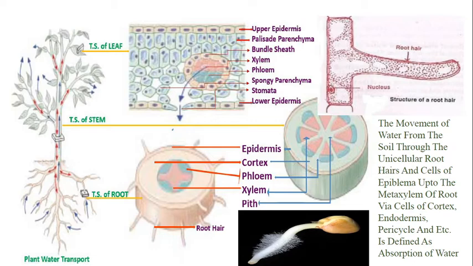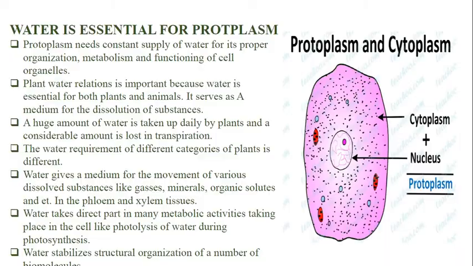Here is the complete plant body showing roots. The root hairs actually absorb the water from soil and transfer it towards the stem up to the leaves.